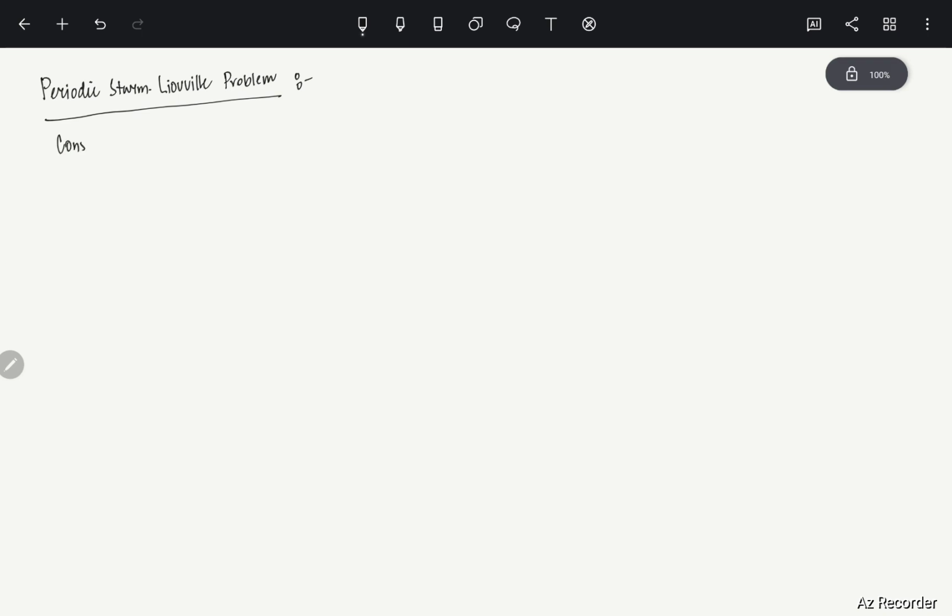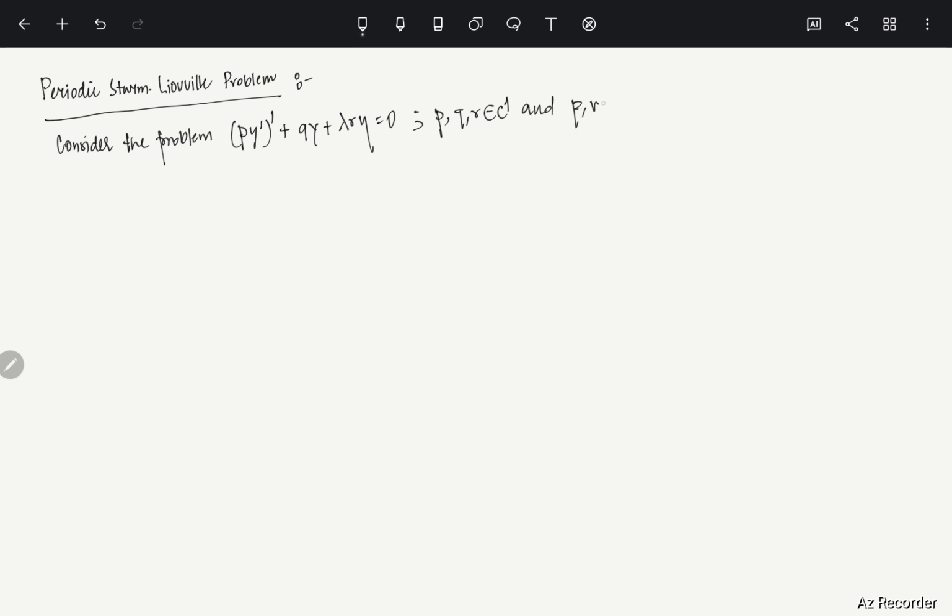So consider the problem: (p y')' + q y + lambda r y = 0. This is the problem which we have. If you remember, we are assuming p, q, r to be C1. You don't need it to be, but let's just do it. And p and r we will assume to be positive in the interval which we are talking about, alpha to beta.